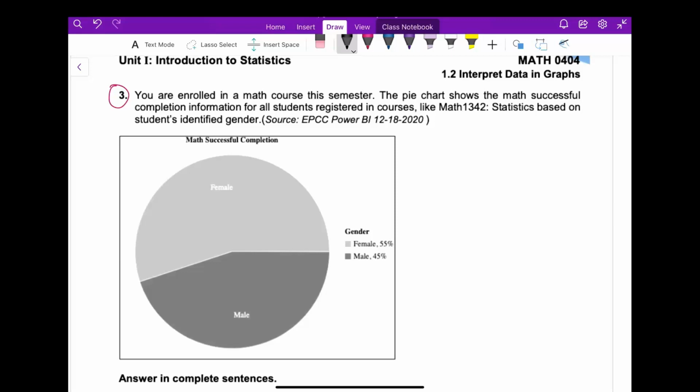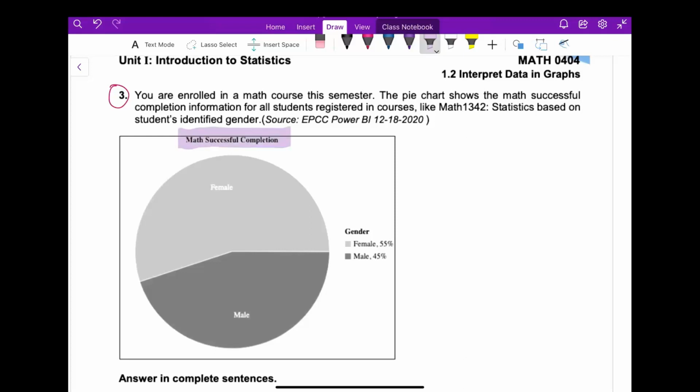All right, so this is a real piece of data, guys. This is really amazing, and you can find this on the EPCC Power BI website. This was collected in December. So this is what we mean here by the source. So remember, before you go in to answer questions, students often ignore the most important thing, which is the data. So let's highlight those key ideas.